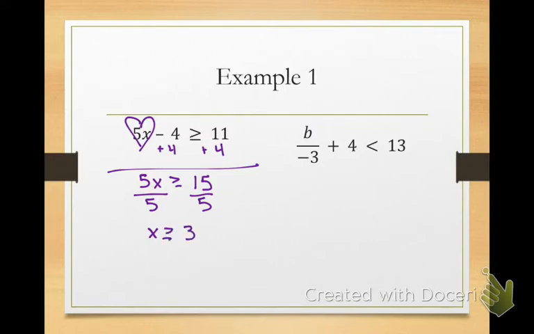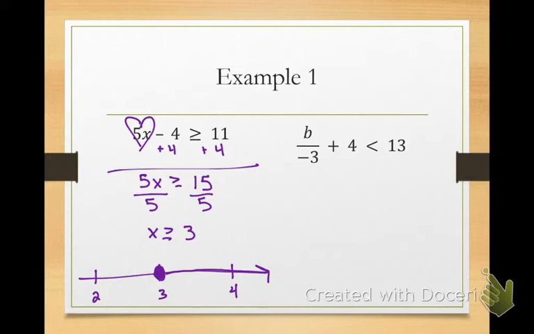Now on my number line, what number goes in the middle? 3. What number goes to the left? 2. What number goes to the right? 4. And everybody all together paying attention, is it an open dot or a closed dot? It is a closed dot. And which way is my arrow going? To the right. Okay.